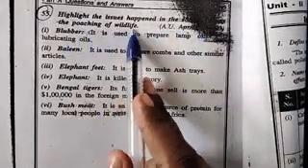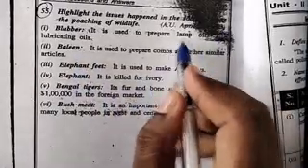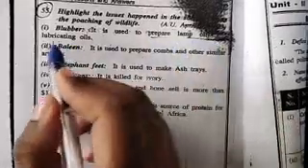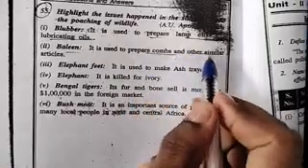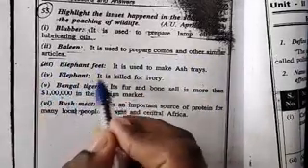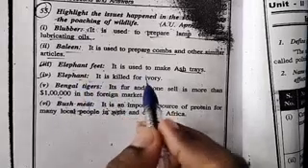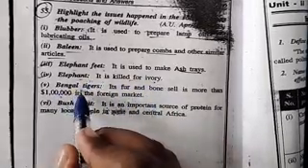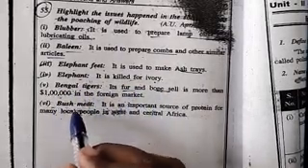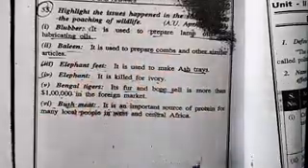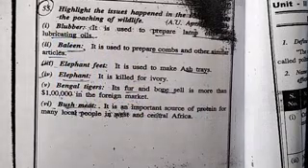Last one, highlight the issues happening in sanctuaries, the poaching of wildlife. First one is blubber. Blubber is used to prepare lamp oils and lubricating oils. Second one is baleen, which is used to prepare combs and similar articles. Third one, elephant feet are used for making ashtrays. Fourth one, elephants are killed for the ivory. Fifth one, Bengal tigers for their fur and bone. Sixth one is bushmeat. You can write any four. So you can write it.